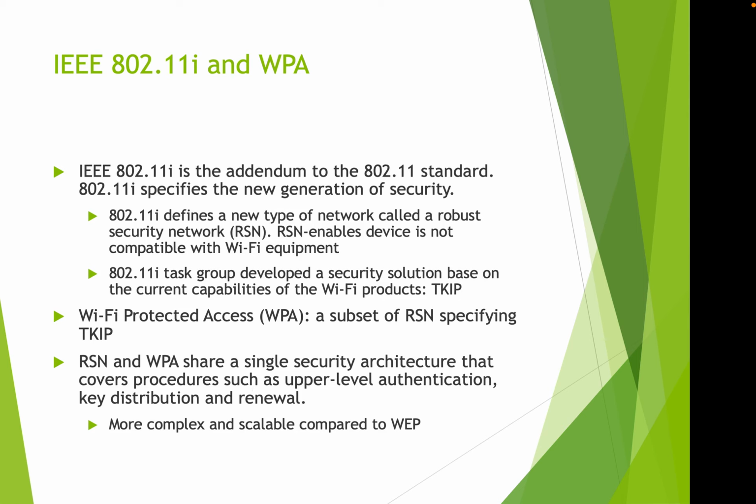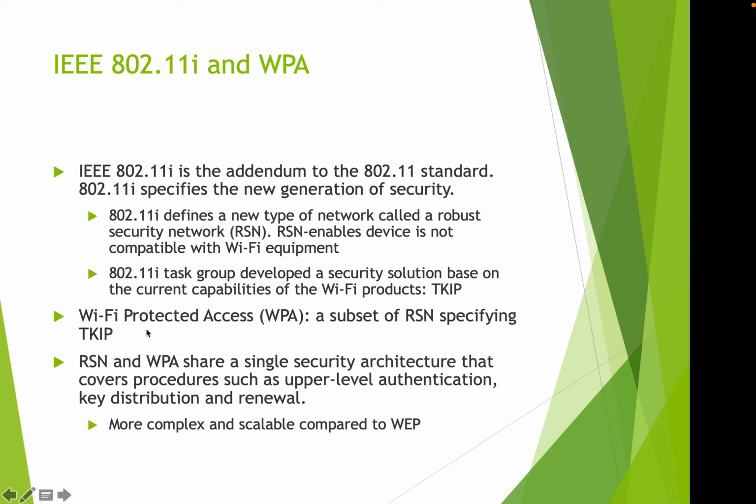The 802.11i specifies a lot of security stuff. For example, it defines a new type of network called robust security network, RSN. Okay, and this is not compatible with Wi-Fi equipment, so this is stricter. It has stricter standards. So the 802.11i task group develops security solutions based on the current capabilities of Wi-Fi products. That's called TKIP. So we have a lot of protocols. We have a plethora of those protocols.